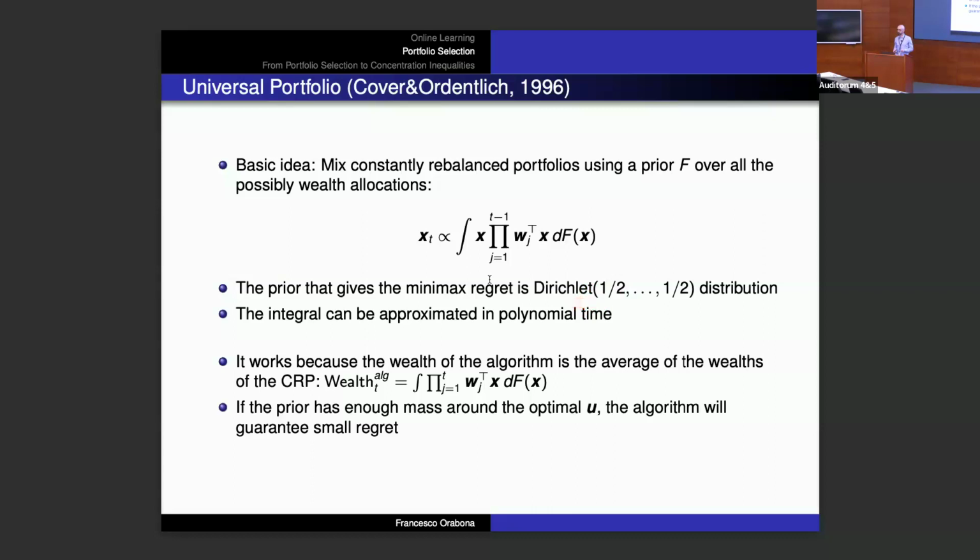What I meant to say is that you want the prior to have enough mass around the optimal U, so that you can trade around that. Yes. You don't know clearly the optimal U. It doesn't have to be the mode. No, no.